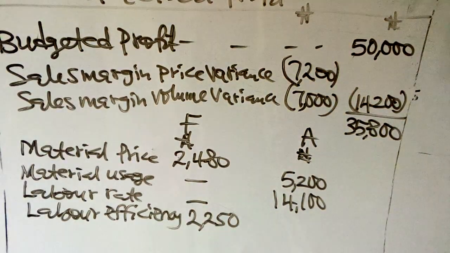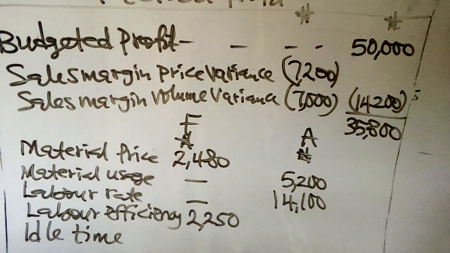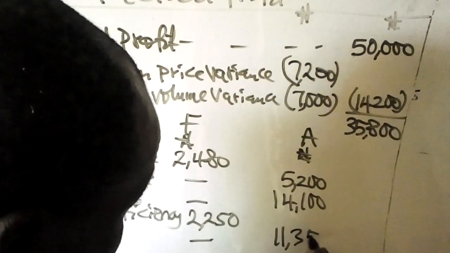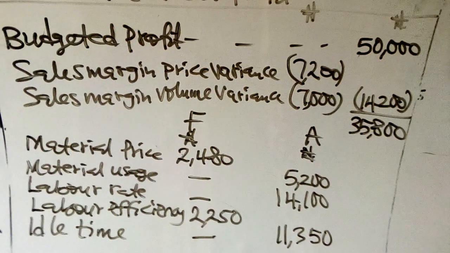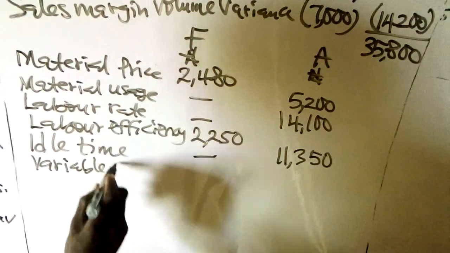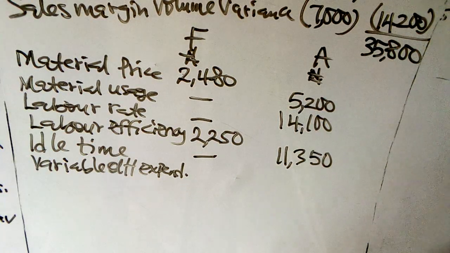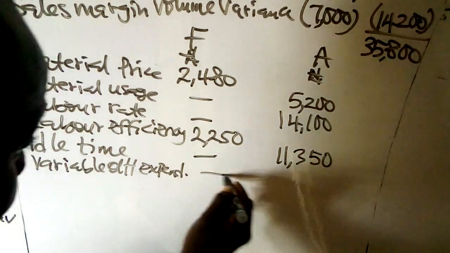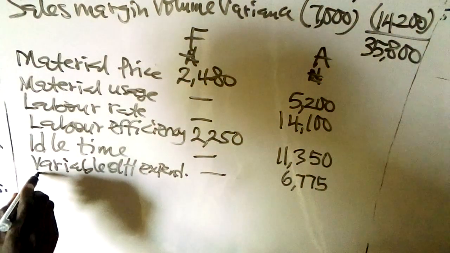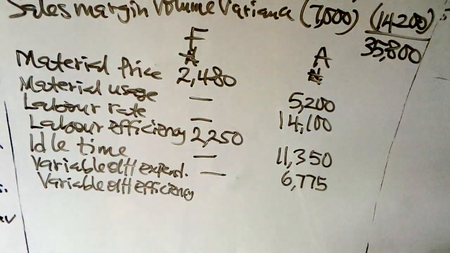Then we've equally computed our idle time variance, and we got 11,350 adverse. Then we've computed our variable overheads expenditure variance, and we got 6,775 adverse. Then we also computed our variable overheads efficiency variance, and we got 1,125 favorable.